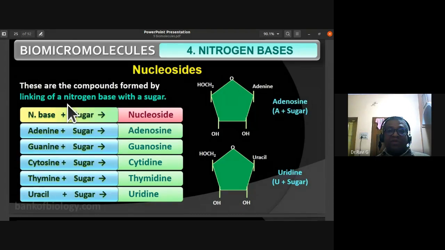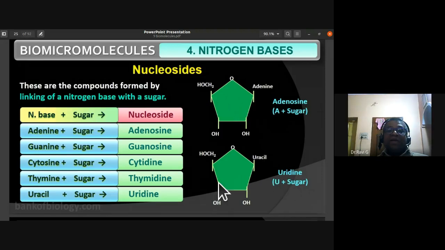Nucleosides are the compounds formed by the linking of a nitrogen base with a sugar. So adenosine has an adenine group attached to this ribose sugar or deoxyribose sugar. Uridine is noticed in the case of ribose sugar. You can see the uracil is attached to the sugar, and you find it only in ribose nucleic acid. Adenine you find both in ribose nucleic acid as well as deoxyribose nucleic acid.